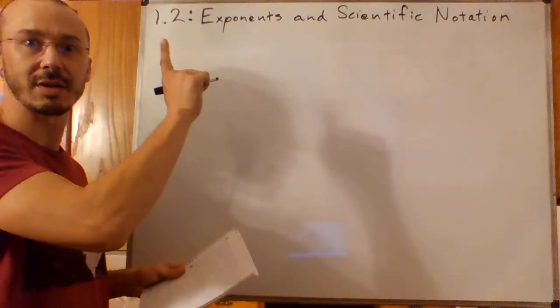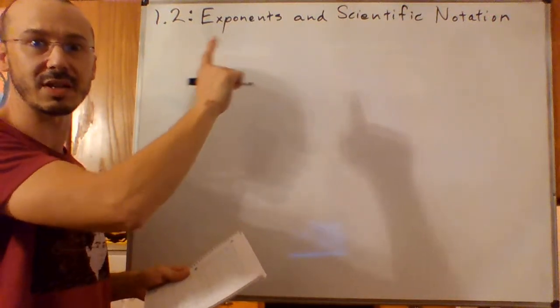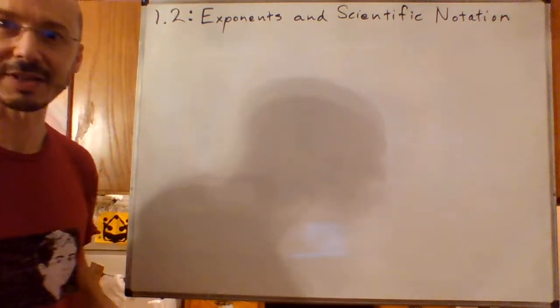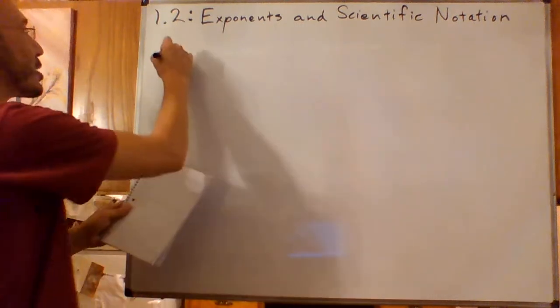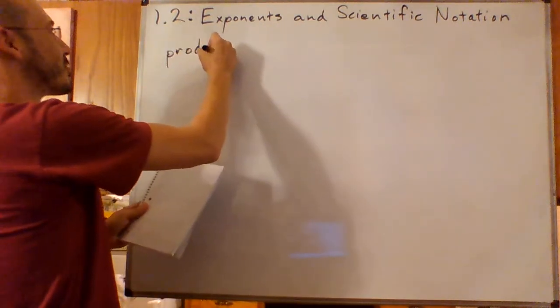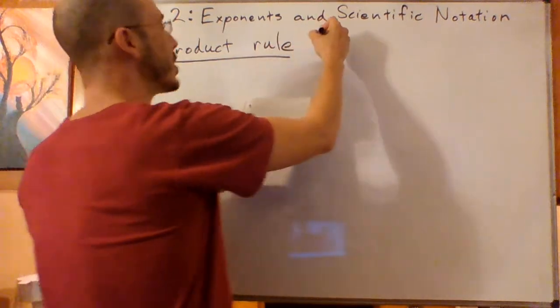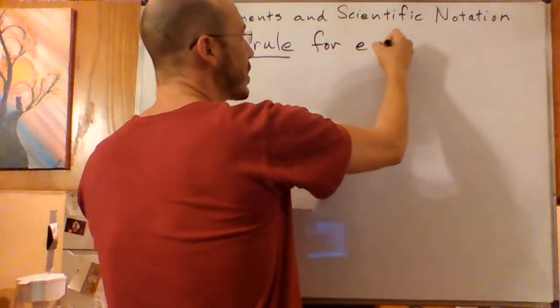All right, this video is for section 1.2. It's on exponents and scientific notation. So write that down. The product rule is the first thing we're going to look at. It's the product rule for exponents.